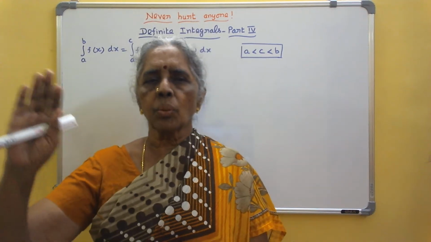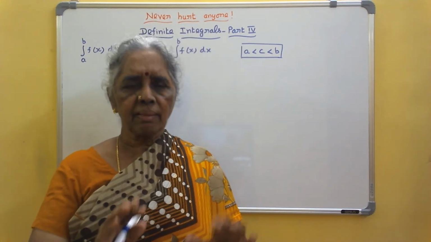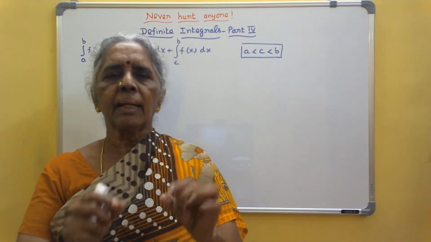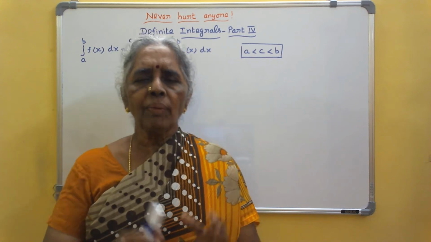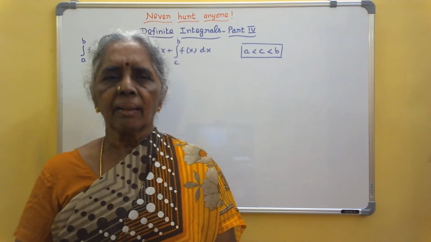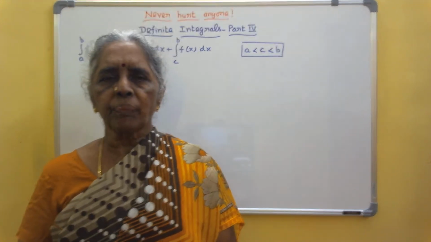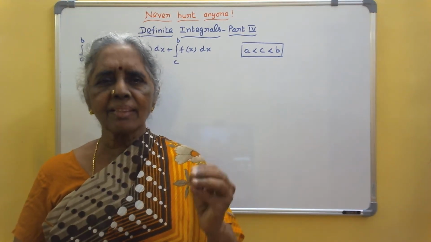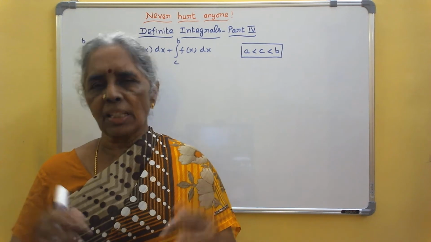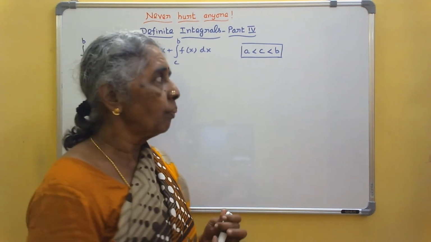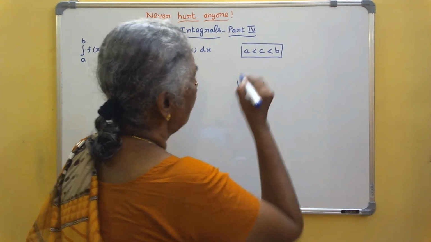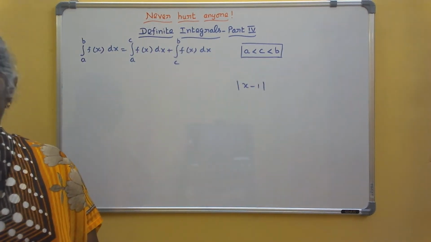In the lower classes, modulus means it is absolute value. That is, whether you have a plus or minus within the modulus, you will take it as a plus, isn't it? That is, modulus plus 2 is 2. Modulus minus 2 is also 2, like that. But now let us learn something more about modulus functions. Now, you consider a modulus function mod x minus 1.